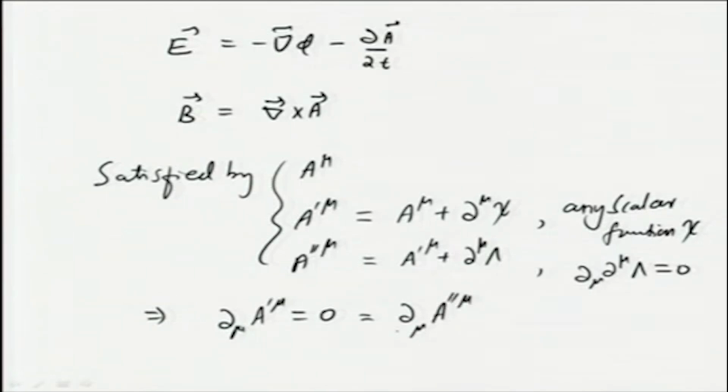So, we have the same physical situation for any of these fields, and then in A double prime mu we will see that we have fixed the arbitrariness. That is unique in the sense that you cannot add any more terms, because lambda is already the choice of chi and lambda that will fix this, and the condition for A mu prime being divergenceless is satisfied here.